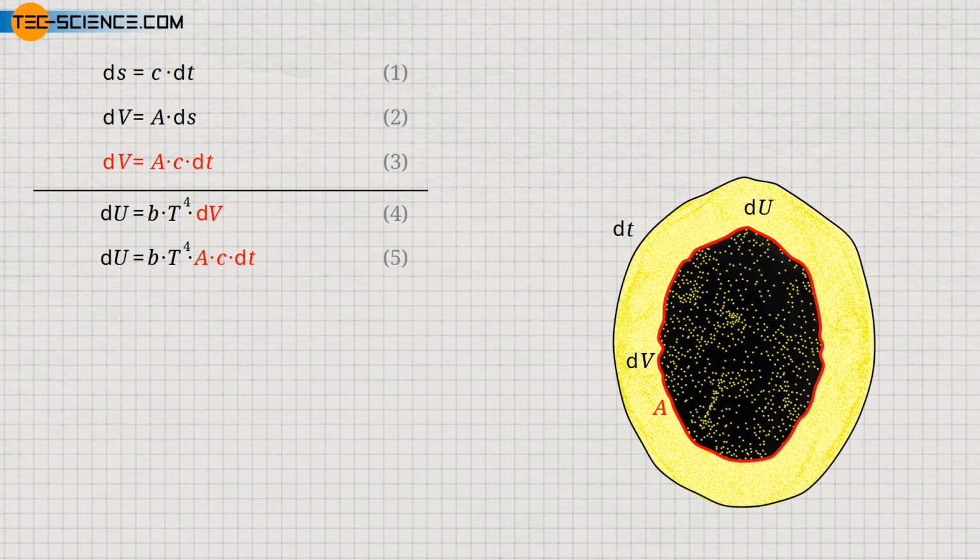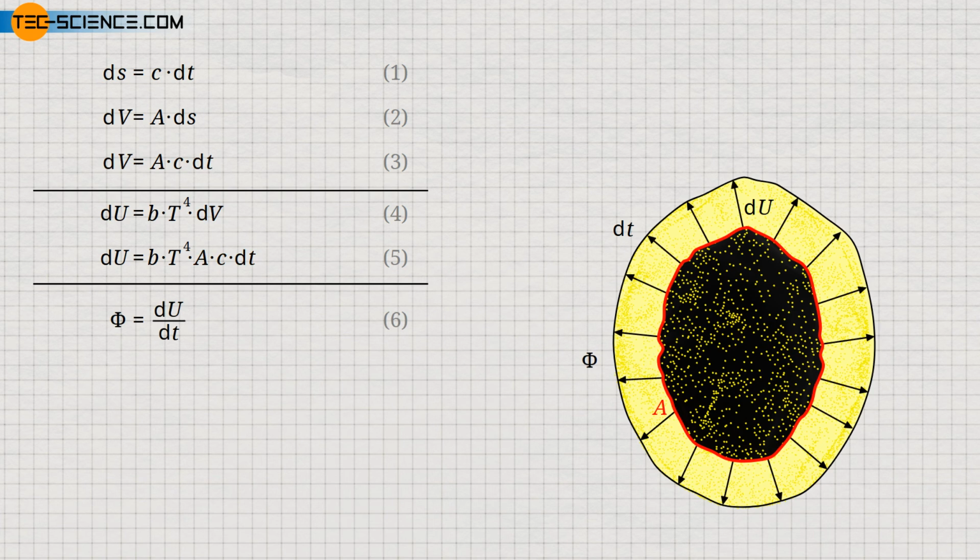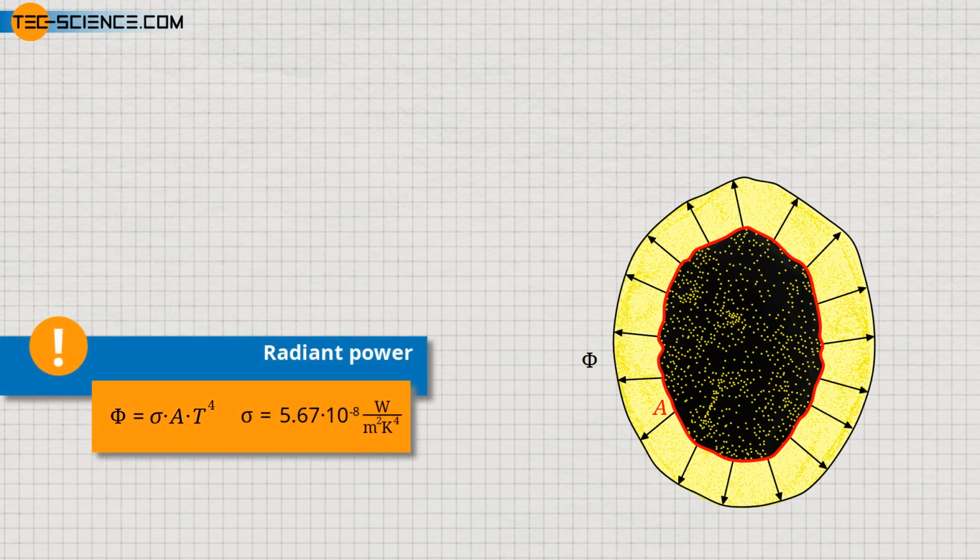Thus, within the time delta t, the blackbody radiates the energy delta U. From this, the radiant power phi can be determined as the emitted radiant energy per unit time. In equation 6, the time interval delta t can now be eliminated, and we finally get equation 7. In this equation, the constant B and the also constant speed of light c can be combined to a new constant, the so-called Stefan-Boltzmann constant sigma. Thus the radiant power of a blackbody in thermodynamic equilibrium at a given temperature results from the shown formula.